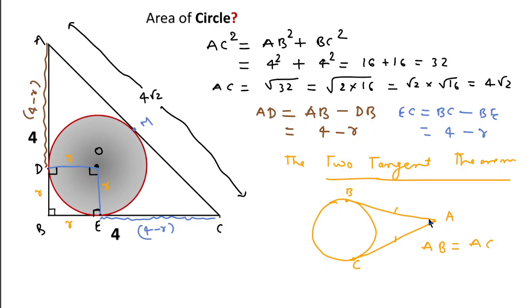Here also A is the same external point for tangent segment AD and tangent segment AM. So this means this length will also be equal to 4 minus r, and for this length, C is the same external point for tangent segments EC and CM. So these two tangent segments will be equal, so this means this length will also be equal to 4 minus r.